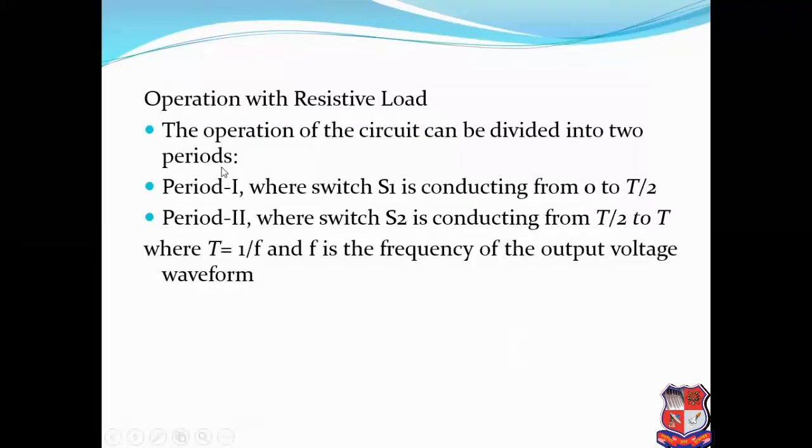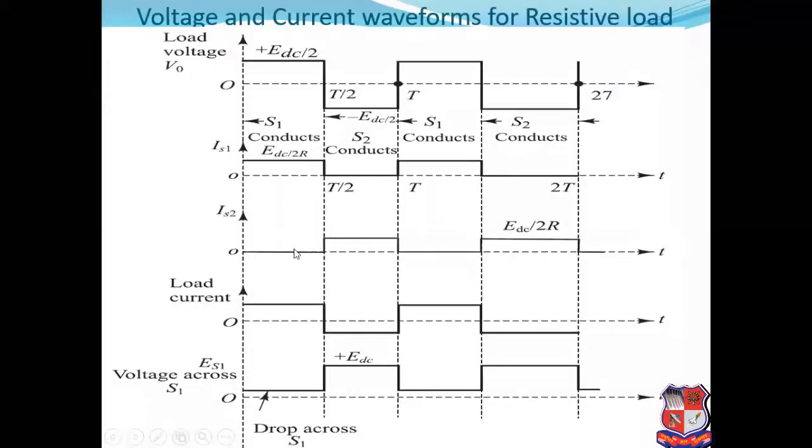So its operation is divided into 2 periods. The first period is where switch S1 is conducting from 0 to T/2, and period 2 is when switch S2 is conducting from T/2 to T, where capital T is 1 by F, where F is the frequency of the output voltage waveform. Suppose we want to produce an output voltage waveform of 50 Hz, then the time period T will be 1 divided by 50, that is equal to 0.02 second, or we can say 20 milliseconds. Okay, so this is the output voltage waveform.